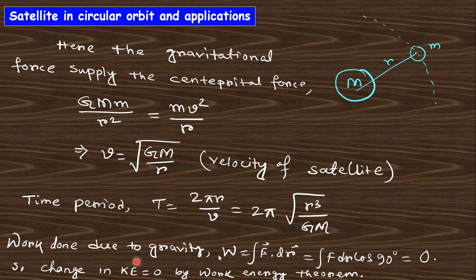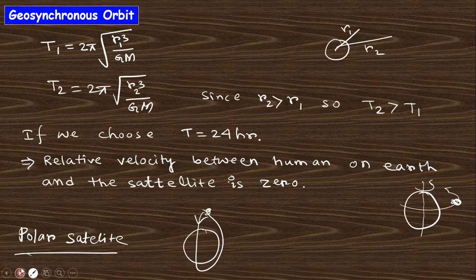And if you want to know the work done, the work done will be 0, because the displacement is along that, and the force is at 90 degrees, so cos 90 is 0. That's why the work done due to this gravitational force is 0. So the kinetic energy change will be 0, because the work-energy theorem says that work done is equal to the change in kinetic energy, so the change in kinetic energy is also 0 in that case, right?